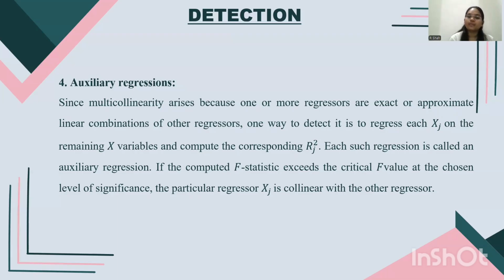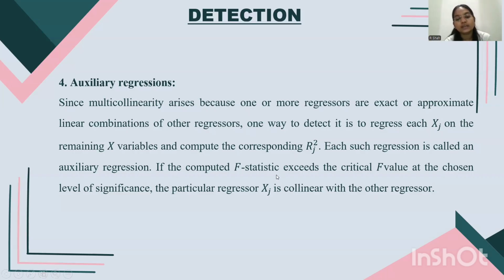That means one way to detect it is to regress each x on the remaining x variables. Suppose we have 10 variables. So one x variable is regressed on the remaining x variables. If there are 10 independent variables, one variable is regressed on the remaining 9 variables, and we compute the Rj square. Such a regression is called an auxiliary regression.